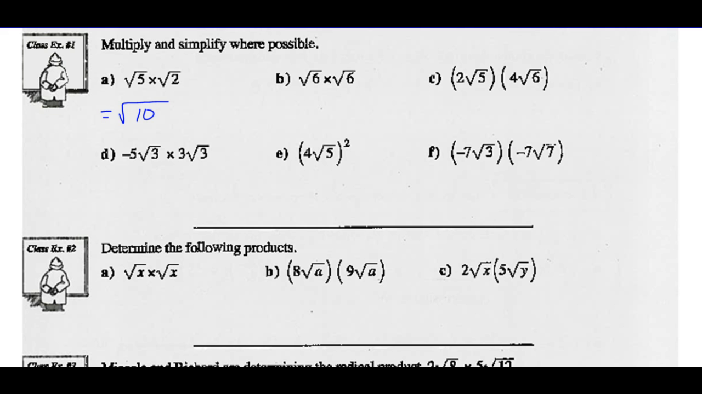Radical 6 times radical 6. Keep our radical sign, and 6 times 6 is 36. Well, we know the square root of 36 is 6, so we simplify when we're done multiplying.